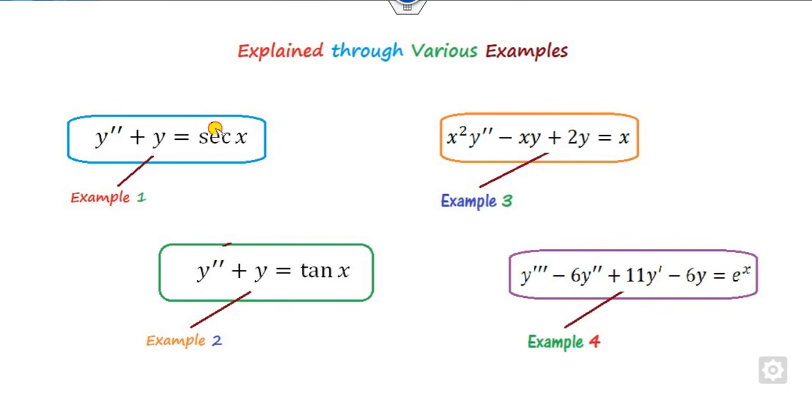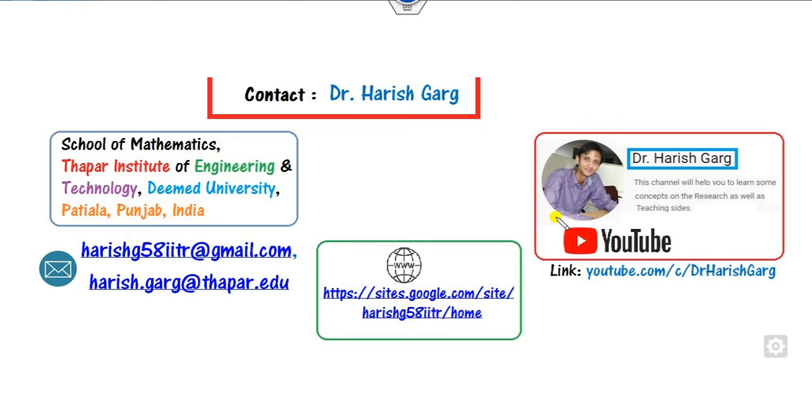If r of x is secant x, tan x, x, or e to the x, you can solve this with the help of the method of undetermined coefficients. Those can also be solved with undetermined coefficients, but such kind of problem cannot be solved that way. So we will explain these four examples in this video to explain this method.